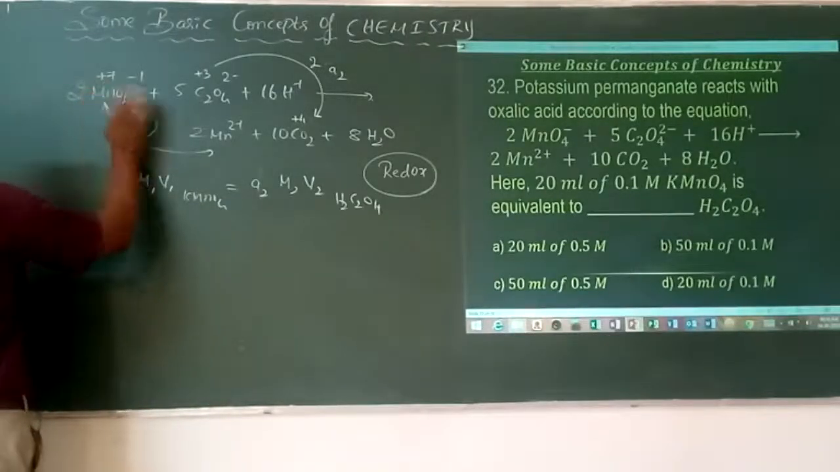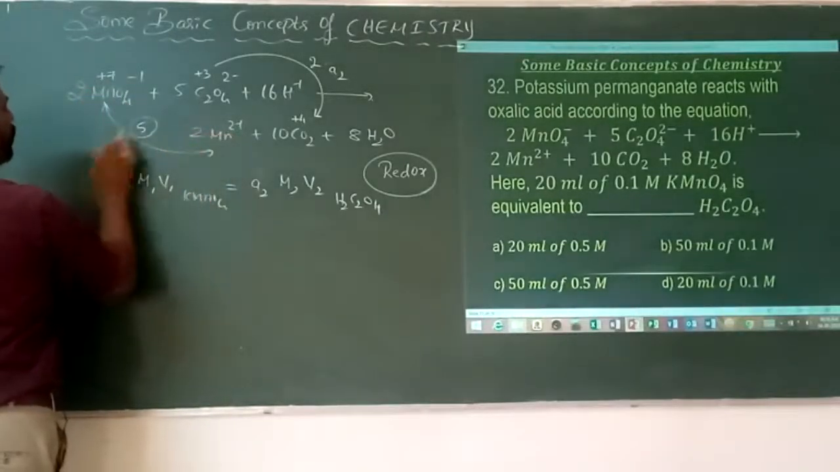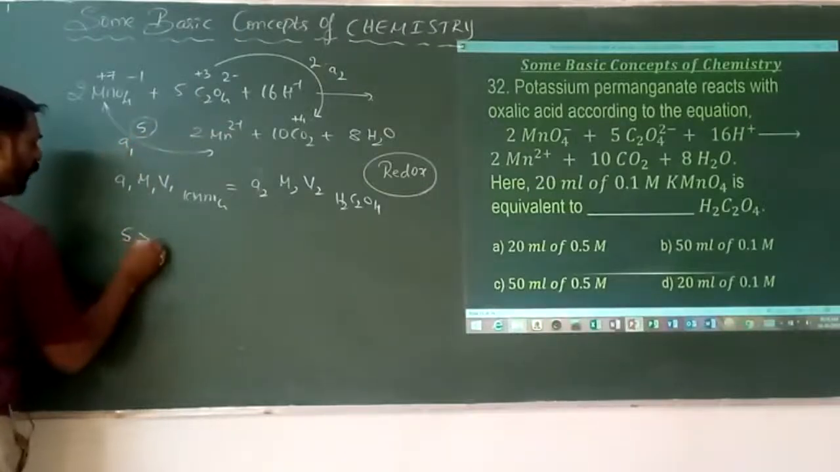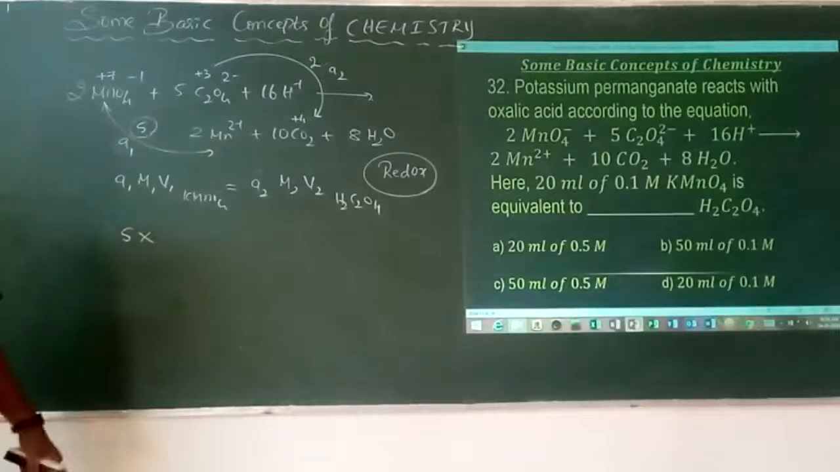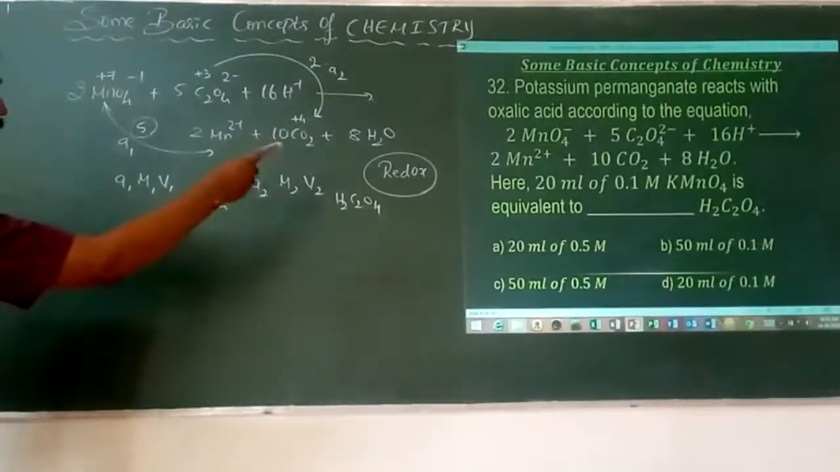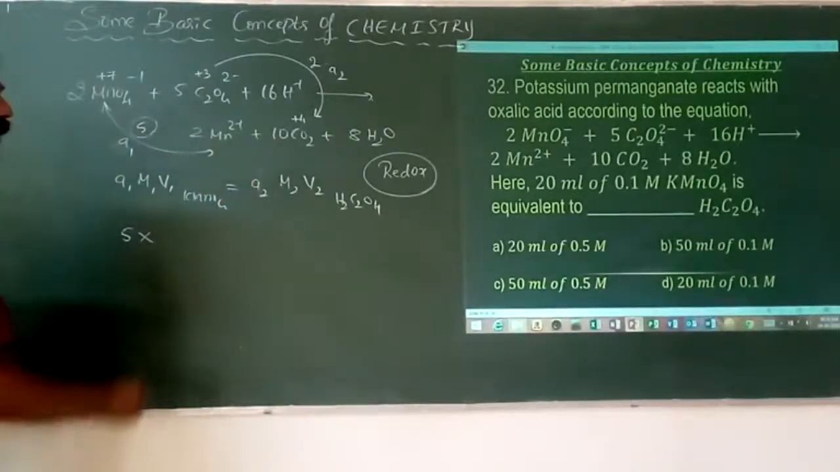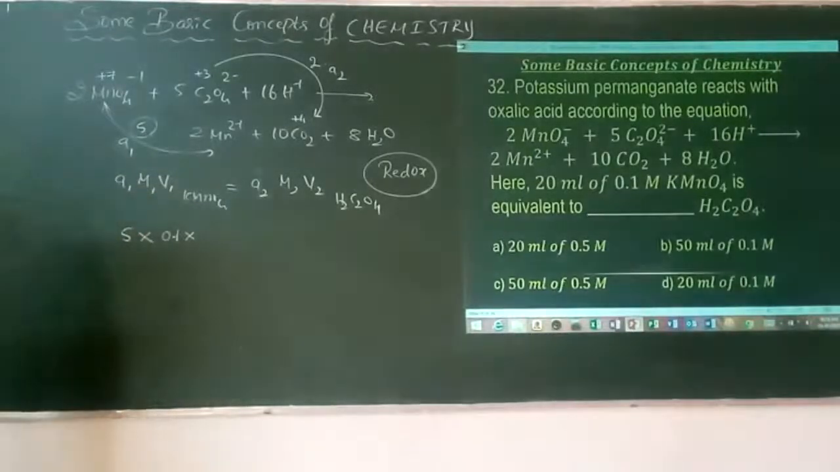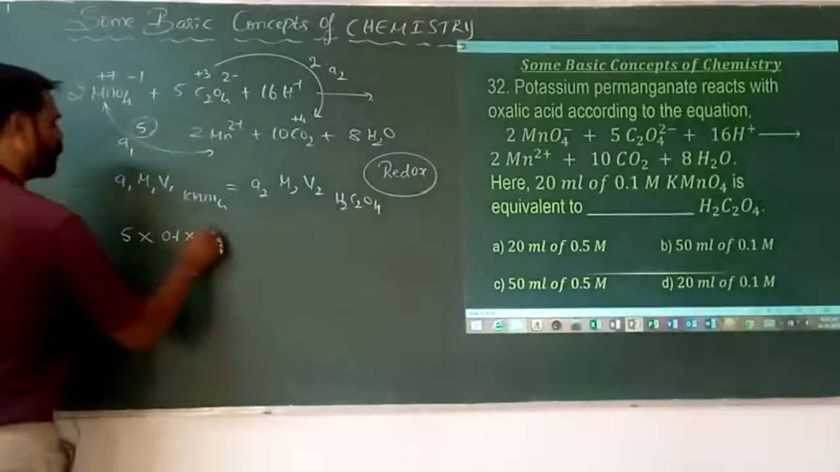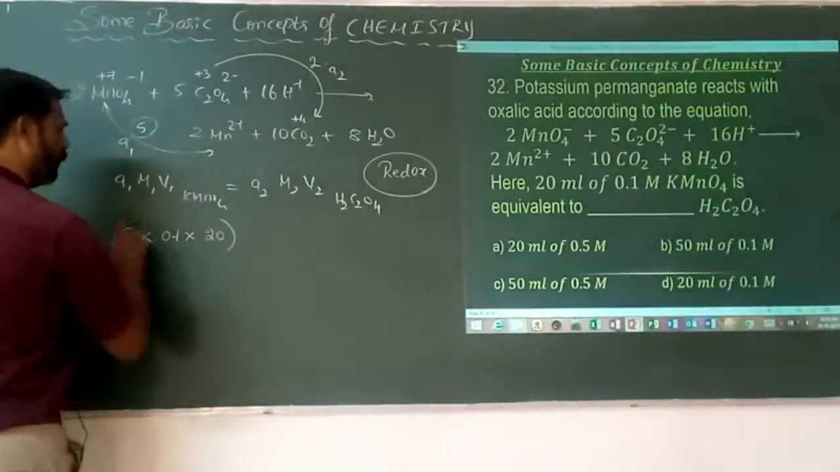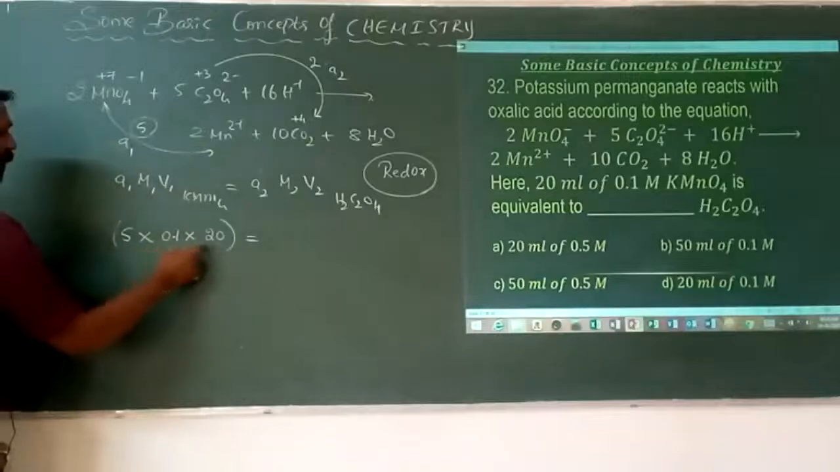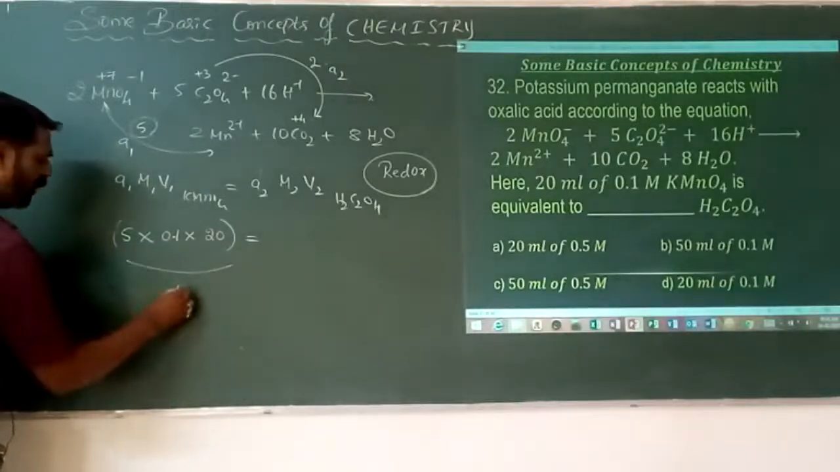So let us take A1. Here plus 7 to plus 2 means the number of electrons gained is equal to 5. Therefore A1 is equal to 5 into the molarity of KMnO4 that has been given, into the volume of that, which is given as 20. So I think 2 5s are, then the total is going to be done.